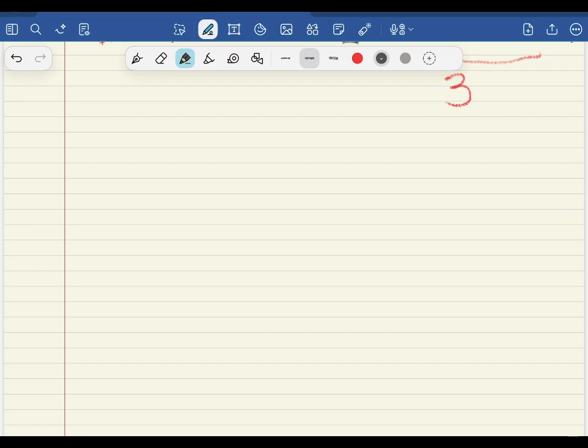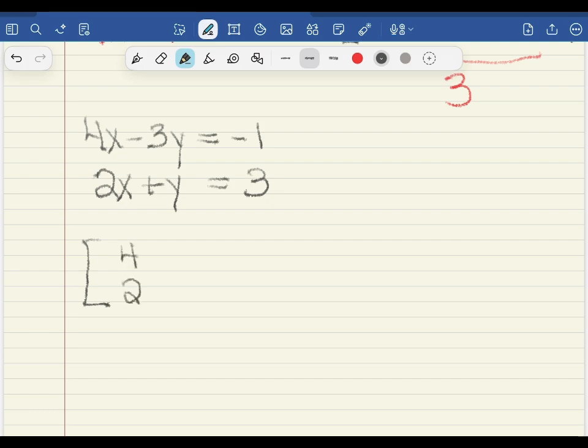Let me put another system down. 4x minus 3y equals negative 1. And 2x plus y equals 3. Now, I just want to draw the matrix. You can draw it with me, right? So I'm just taking the numbers only. Don't take the variables. So 4, 2, negative 3, 1, negative 1, 3. I'm just taking the numbers.